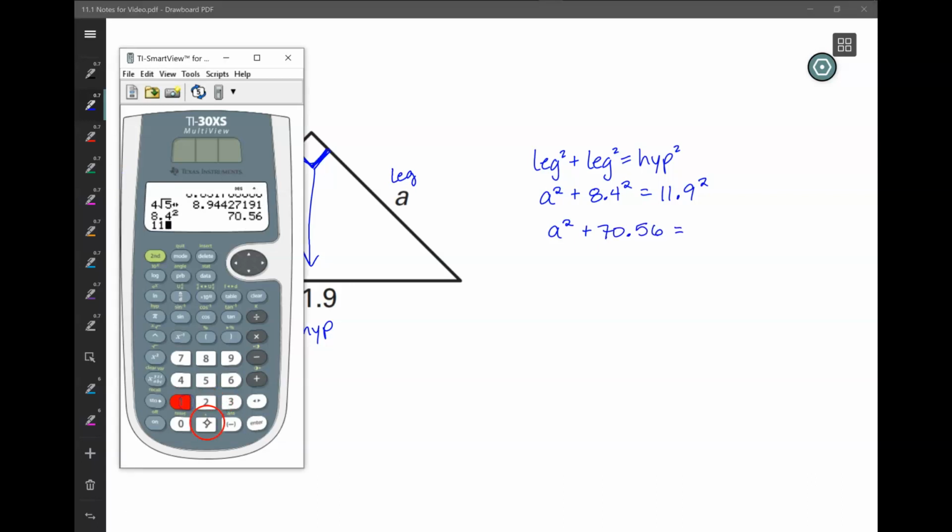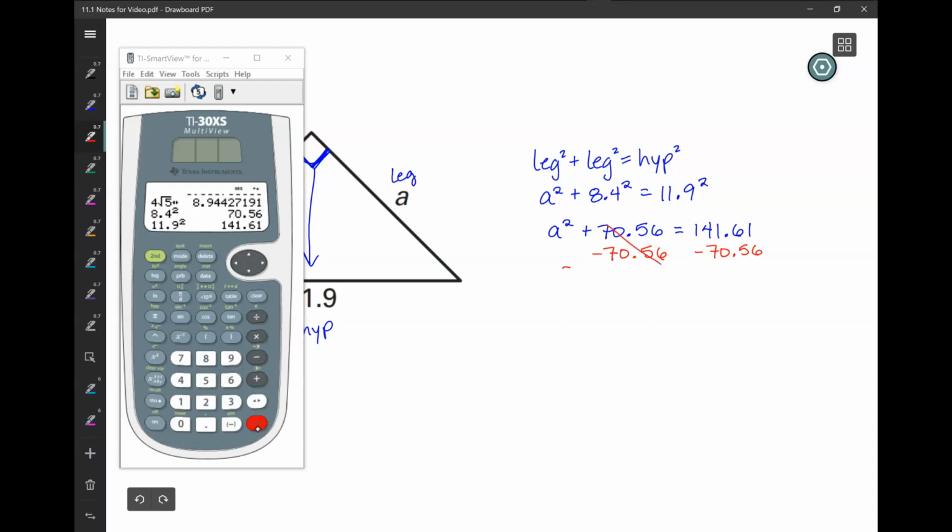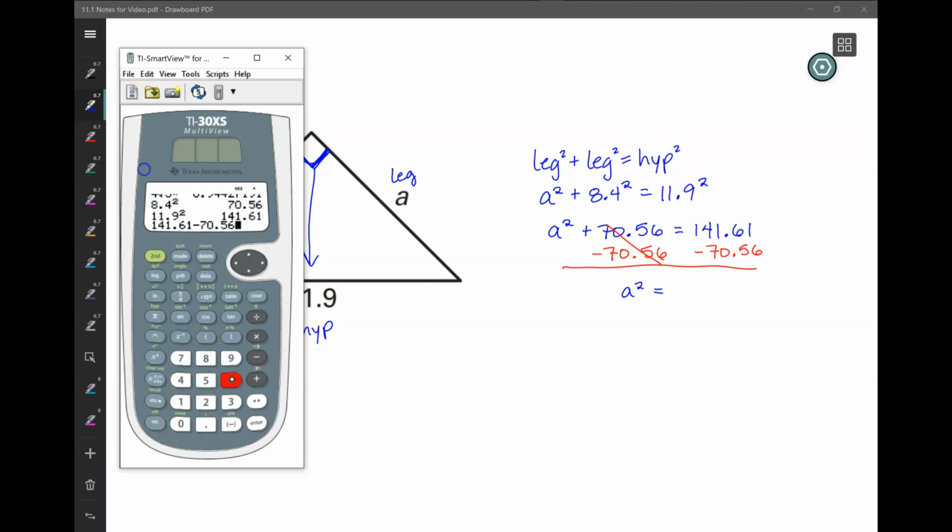11.9 squared is 141.61. I'm looking for a leg again, and anytime I'm looking for a leg, I'm going to end up subtracting. So that gives me a squared equals 141.61 minus 70.56, 71.05.